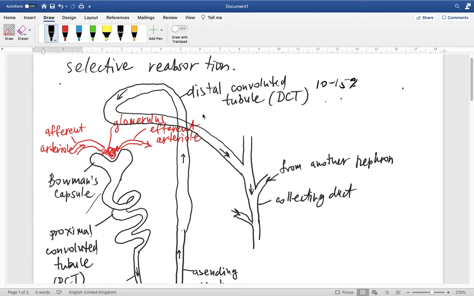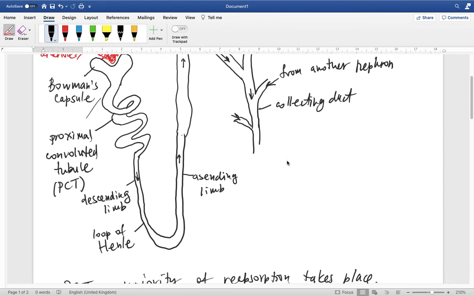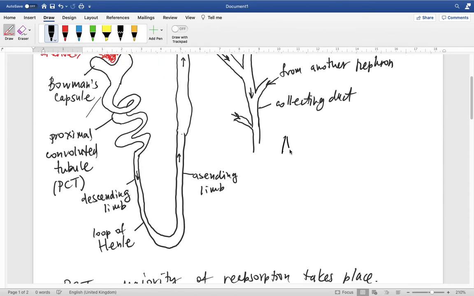Obviously, if you drank recently, you want most of this remaining 10 or 15% to stay inside the distal convoluted tubule and collecting duct and become urine. If you haven't drunk for a while and you're thirsty, you want to retain more water, and therefore more of that water is going to be reabsorbed. The hormone which does that job of reabsorbing water is called antidiuretic hormone. Let me write it down somewhere. It's abbreviated to ADH.